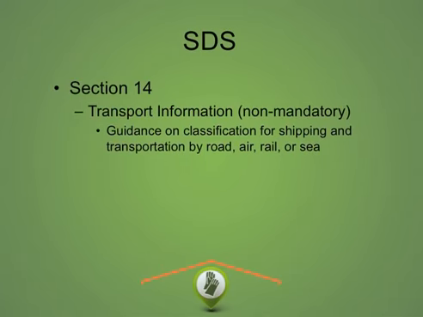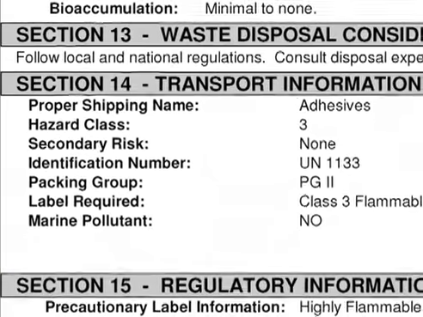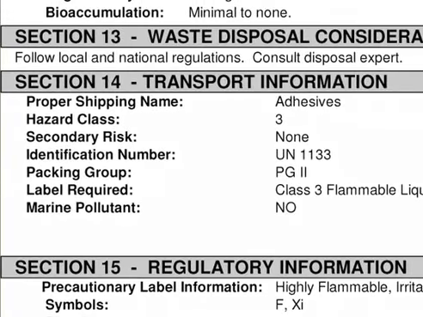Section 14, Transport Information, provides guidance on classification for shipping and transportation by road, air, rail, or sea, and may include the UN four-figure identification number of the substance, UN proper shipping name, transport hazard class, environmental hazards, guidance for transport in bulk, and any other special precautions.